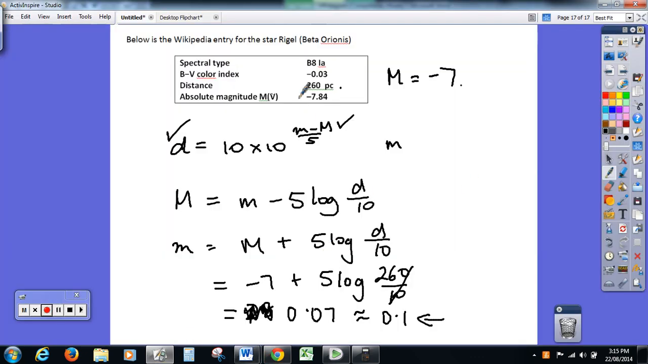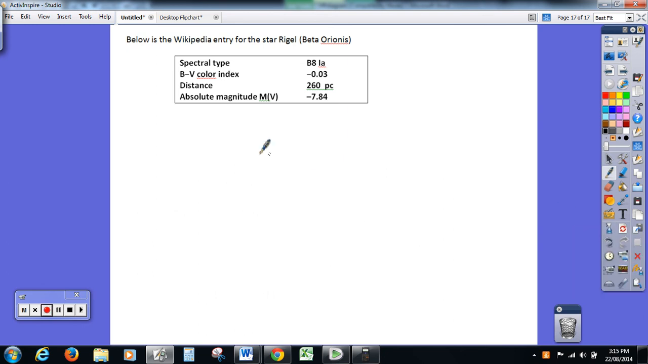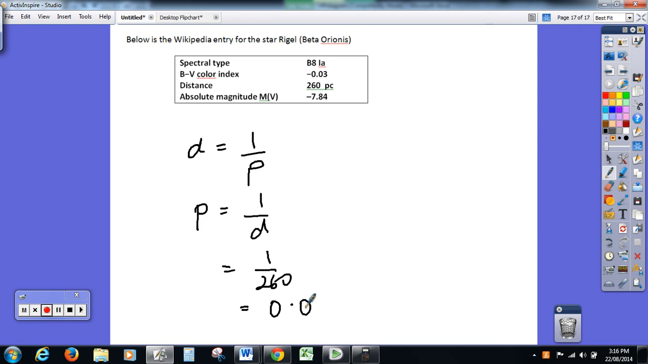So from the distance, what else can we use the distance formula for? Well, we can also determine its parallax angle. We know that the distance equals 1 over the parallax angle, and therefore the parallax angle would equal 1 over the distance. So it's 1 over 260, and if you put that into your calculator, you get its parallax angle as 0.0038 arc seconds.